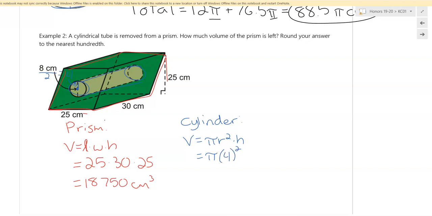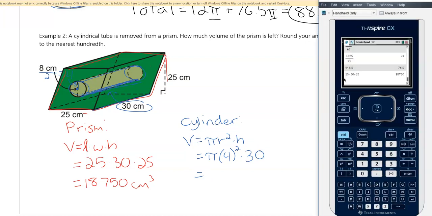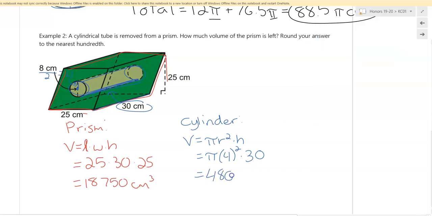Our height, remember, your height connects the bases. It's this line here. I don't have that distance in my picture, but I know that this distance is 30, and if you look, it's the same distance. It's going from one edge of the prism to the other. So our height here is 30. So we have 4 squared times 30. We get 480 pi.